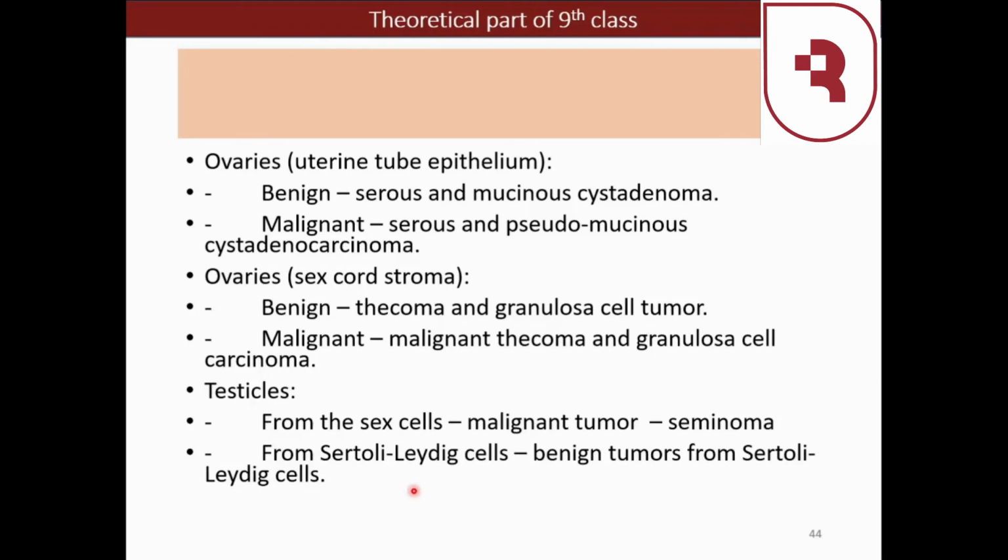In the testicles, we will see tumor from the sex cells, like malignant tumor seminoma, and I have already told you about it. It is an exclusion because it ends with the suffix "oma", but it's still a malignant tumor. And from Sertoli and Leydig cells, a benign tumor from these cells.